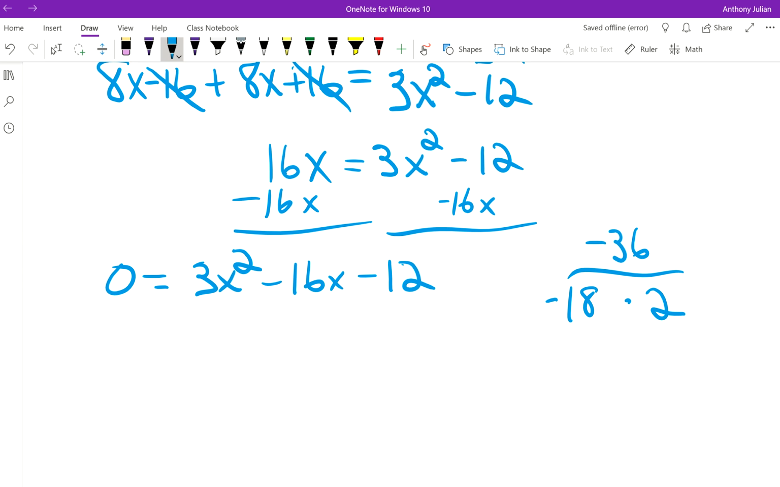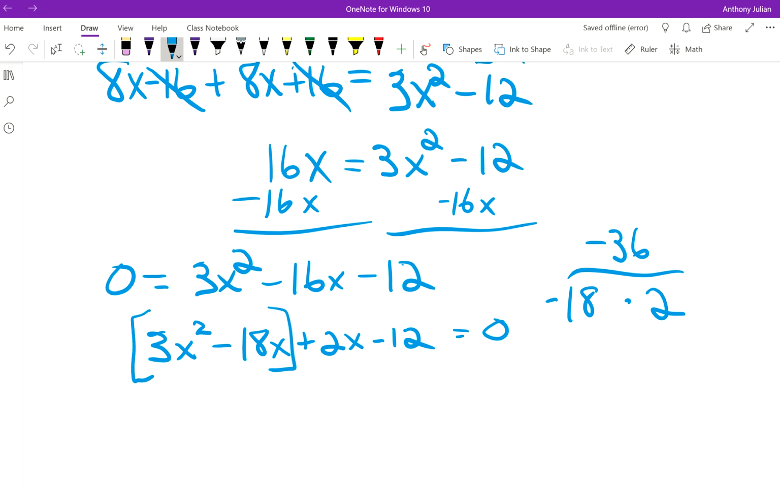All right, let's rewrite the problem. How about 3x squared minus 18x plus 2x minus 12. And we know it's equal to 0. Let's do a little grouping here.